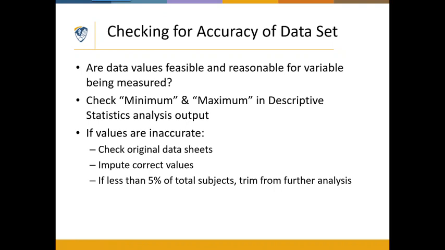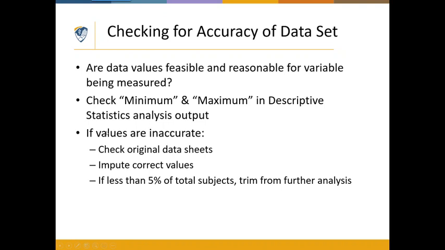So again, if we're setting a feasible range for age between 18 and 45, and we see the maximum score is 50 and we have a minimum score of 16, then we know we've got two values that don't fit. And so we're going to have to determine how to deal with those.